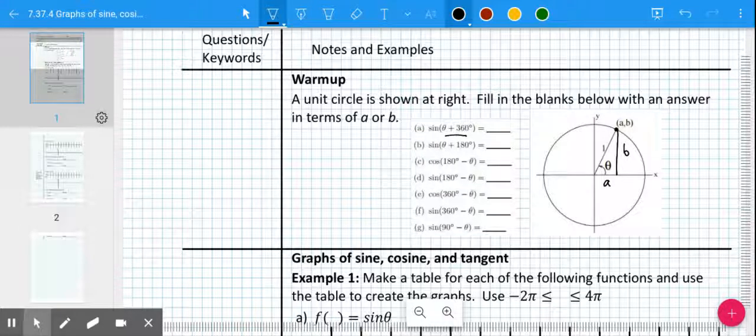Theta plus 360 is the same angle as theta. So sine of that angle would be the same as sine of theta, which is B. Go ahead and put your answer to part B in the Edpuzzle now.